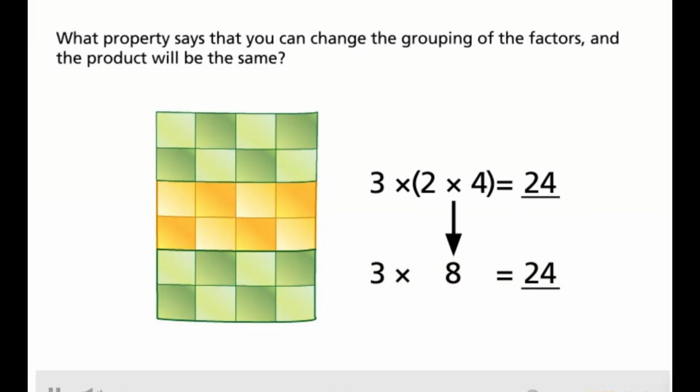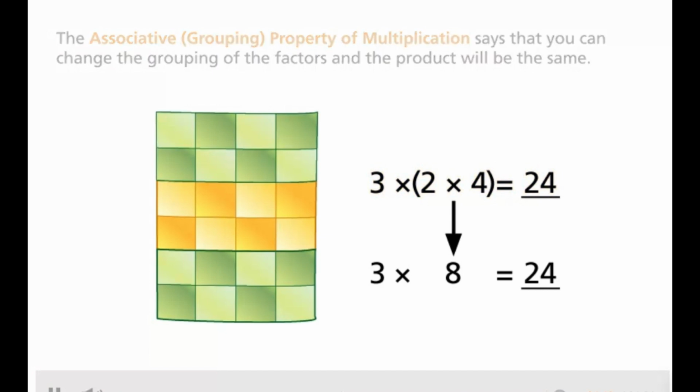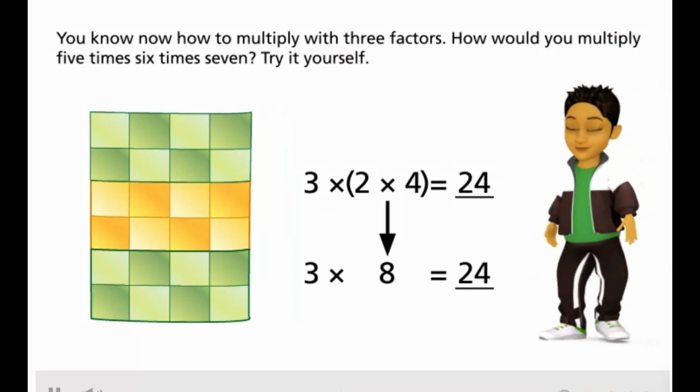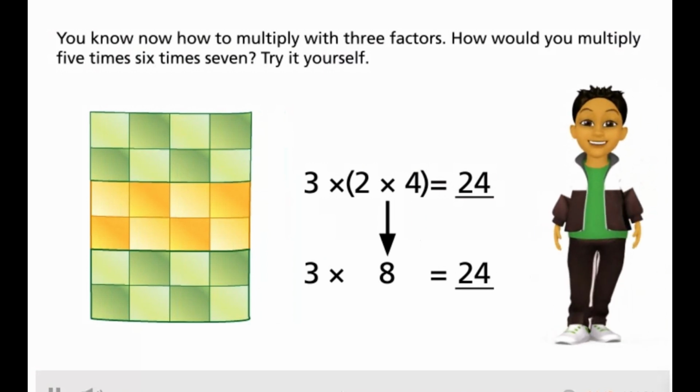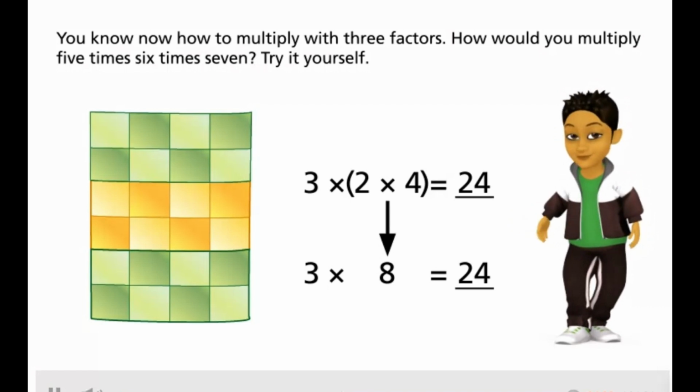What property says that you can change the grouping of the factors and the product will be the same? The associative property of multiplication says that you can change the grouping of the factors and the product will be the same. You know now how to multiply with 3 factors. How would you multiply 5 times 6 times 7? Try it yourself.